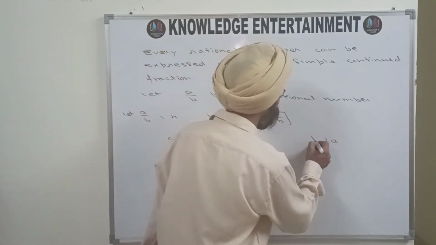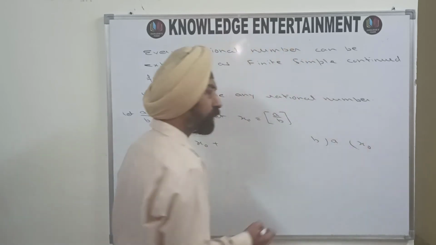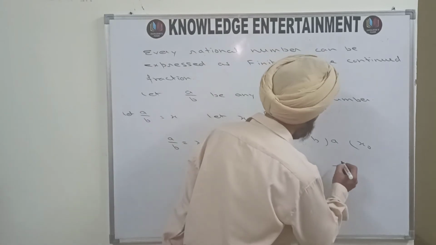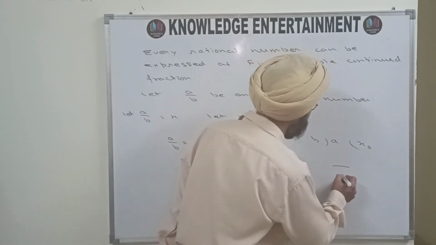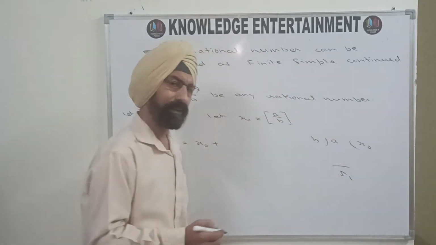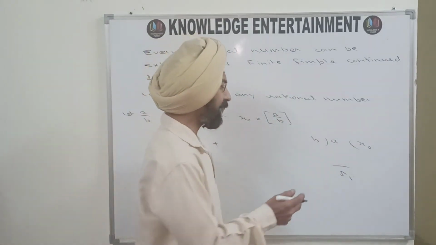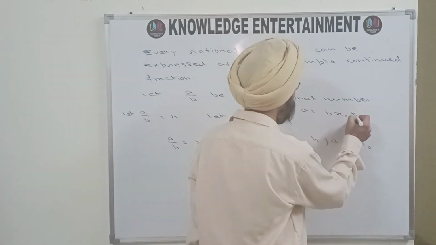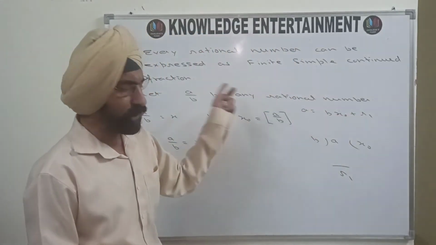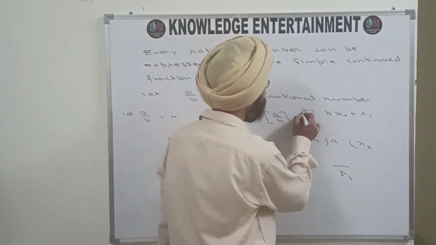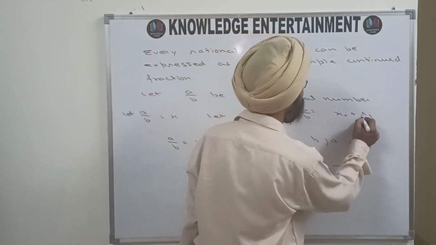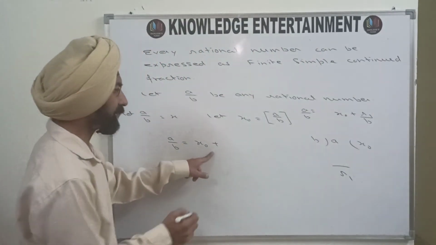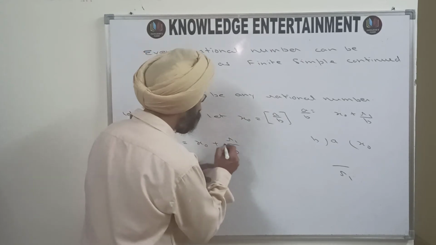If you divide a upon b, x naught will be the integral part, and there will be some remainder. Suppose it is r1. By the division algorithm, a is b into x naught plus r1. Divide throughout by b, and you get a upon b is x naught plus r1 upon b.